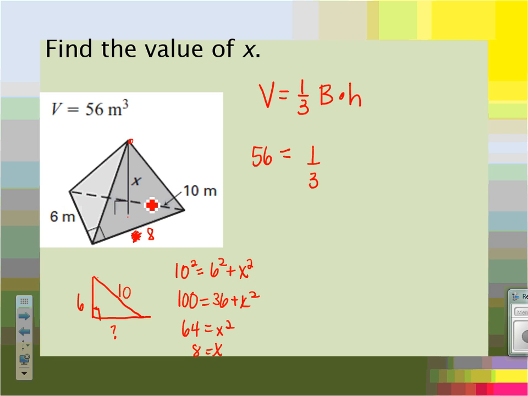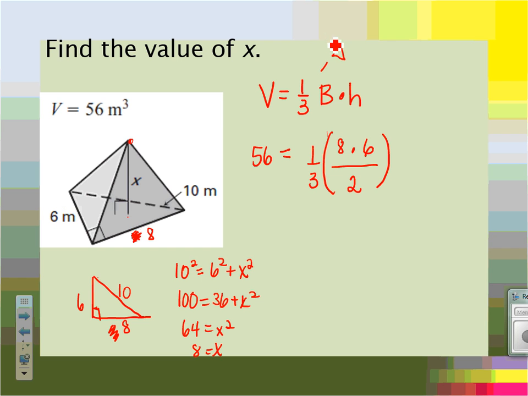Just make sure you don't mix up the x values depending on the variable you use. So we found that this is 8. So the base of the triangle is 8. So the area of the base would be the area of a triangle, which is base, which is 8, times height, which is 6, divided by 2.